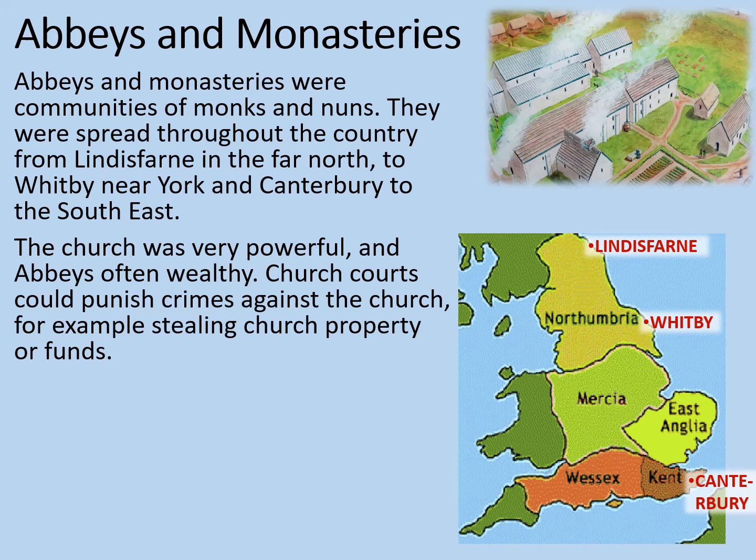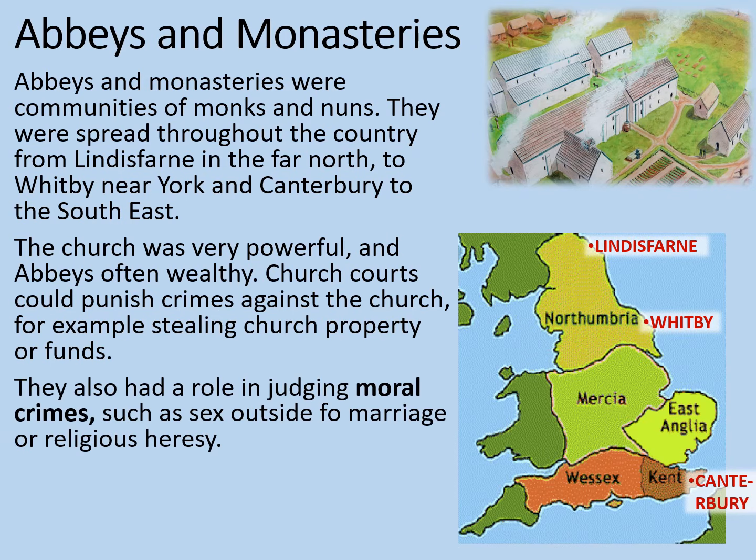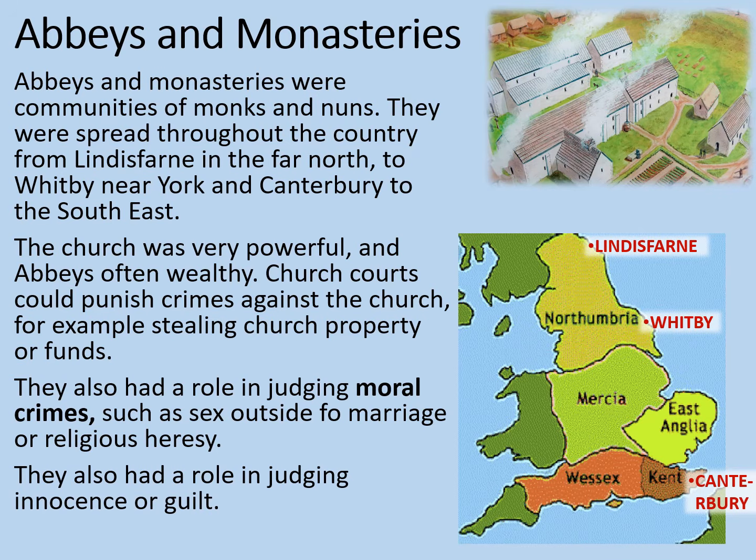Church courts could punish crimes against the church, for example stealing church property or funds. But they also had a role in judging the moral crimes such as sex outside marriage and religious heresy. They also had a role in judging innocence or guilt, which we'll return to in a future lesson when we look at the ways that people were judged in Anglo-Saxon England.